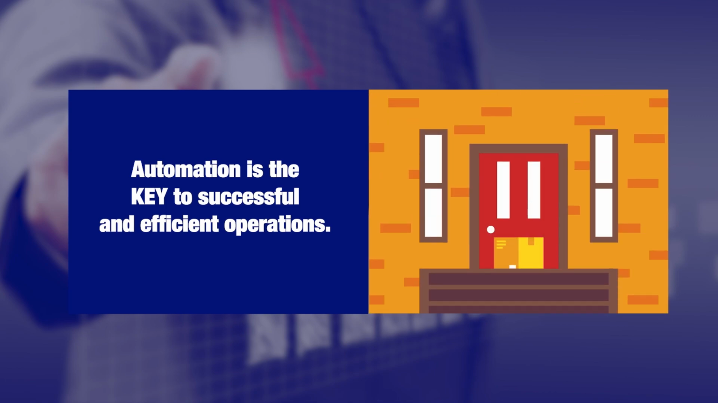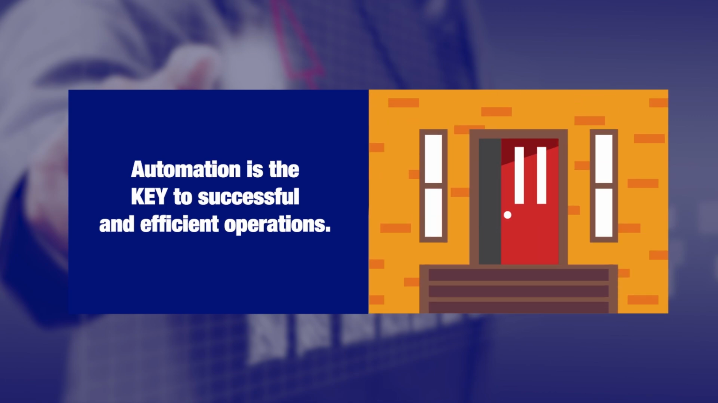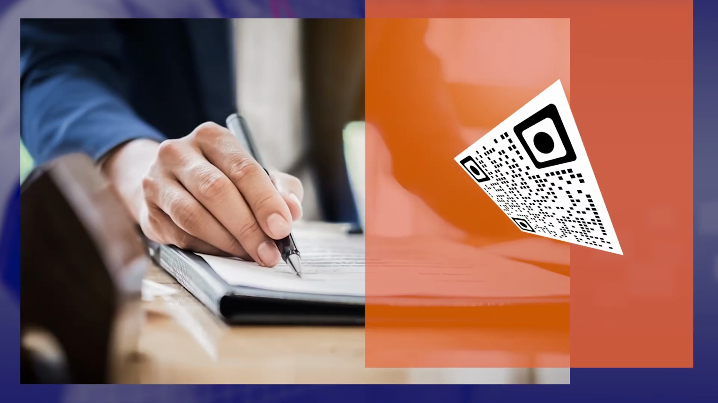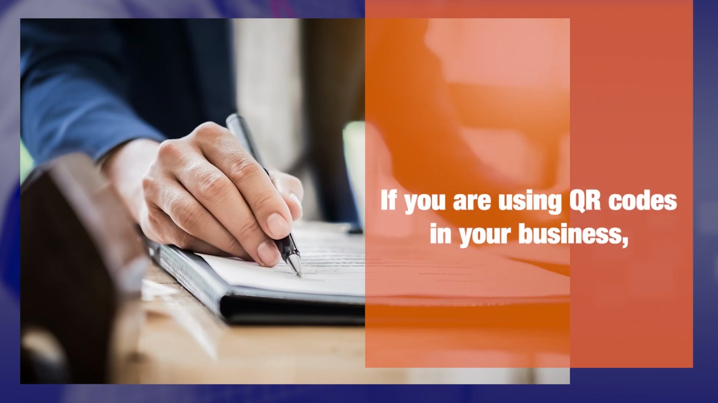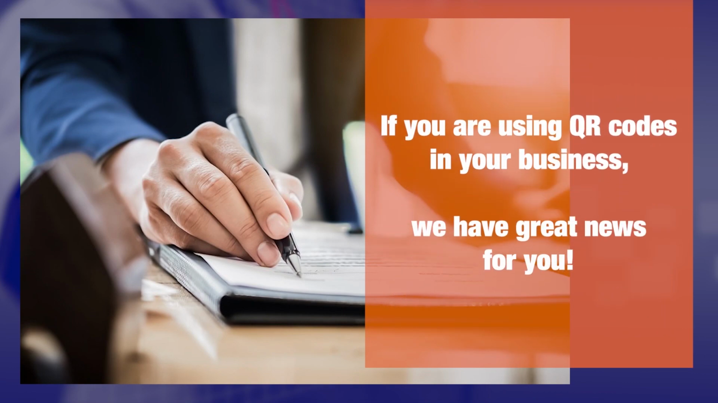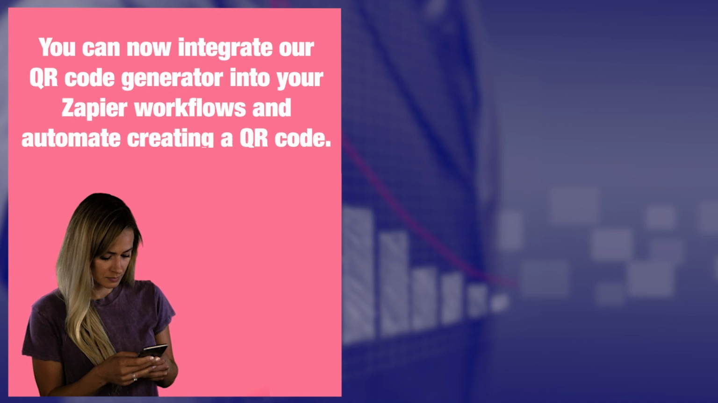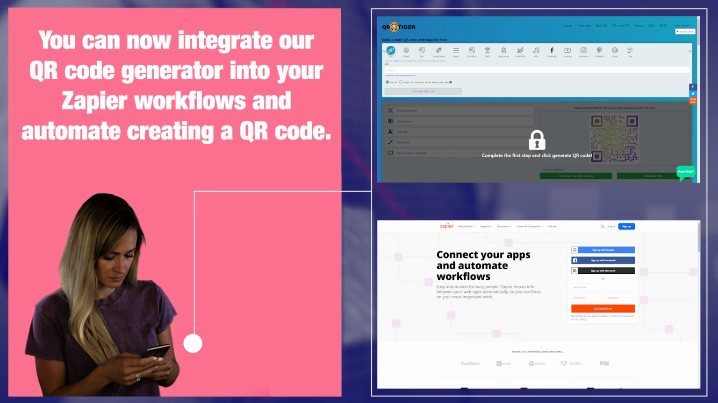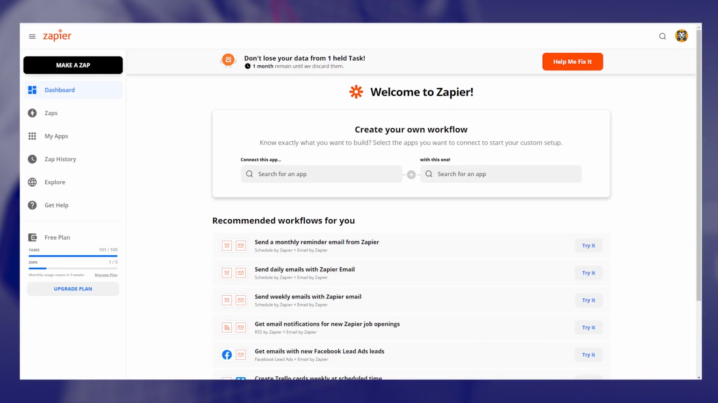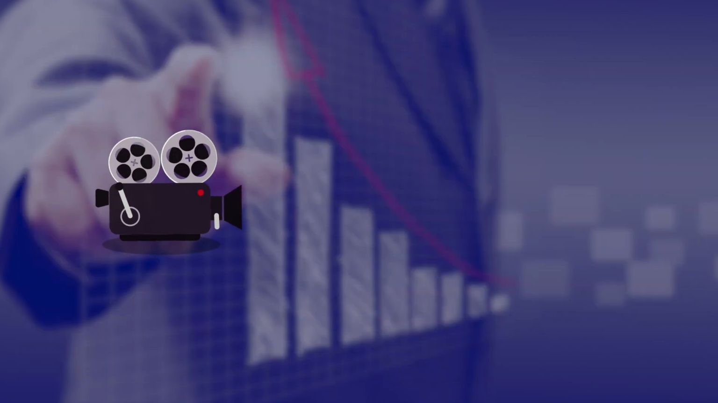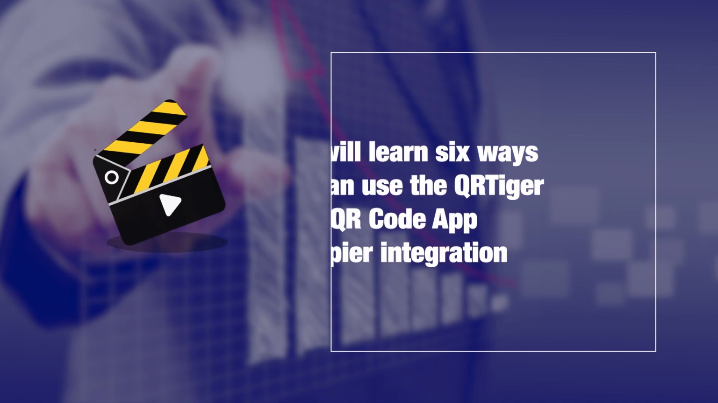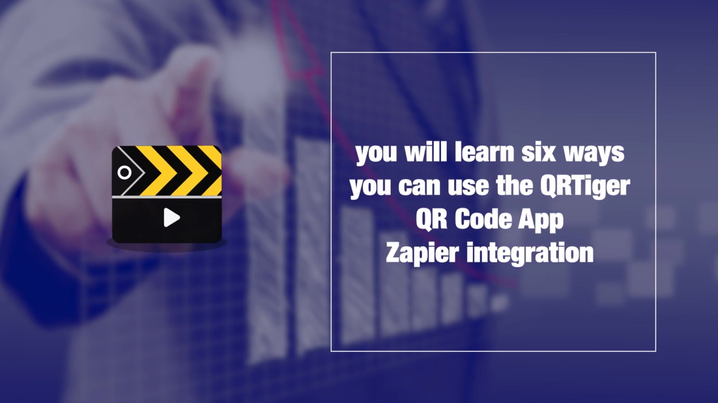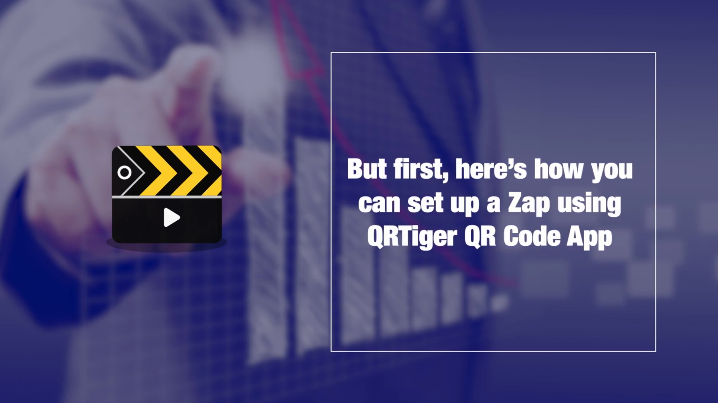Automation is the key to successful and efficient operations. If you are using QR codes in your business, we have great news for you. You can now integrate our QR code generator into your Zapier workflows and automate creating a QR code. In this video, you will learn 6 ways you can use the QRTiger QR code app Zapier integration. But first, here's how you can set up a Zap using QRTiger QR code app.